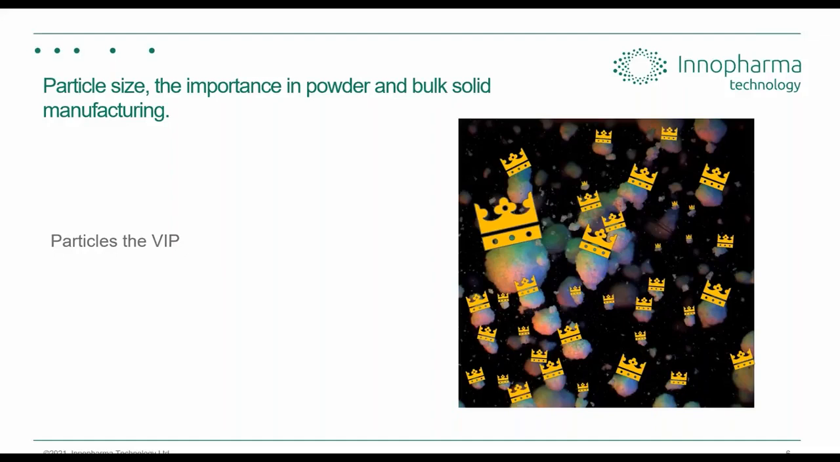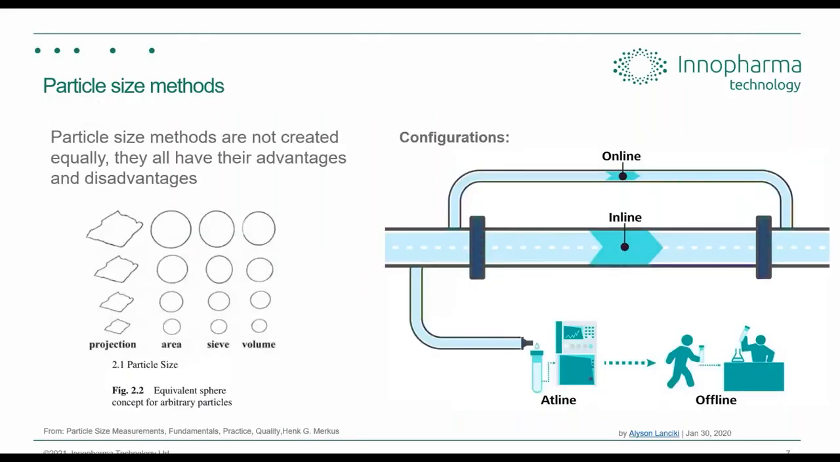So by monitoring and controlling particle size, you're ensuring consistency. And that's the goal in manufacturing. You want a consistent, high quality product so you can compete. Okay, so moving on from that. Little animation there showing that particle's king.